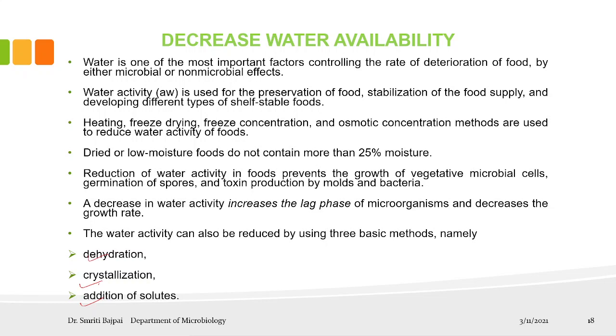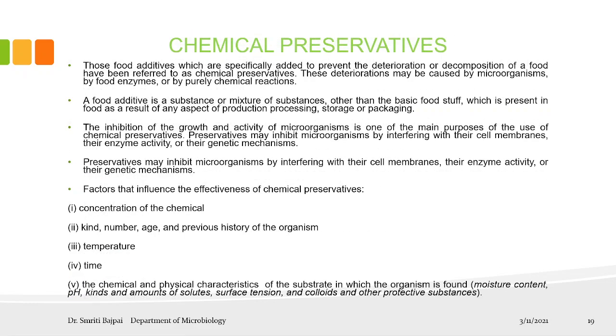Reduction of the water will prevent the growth of vegetative microbial cells, germination of spores, and toxin production. So this is the principle by which decreased water activity will inhibit the growth of microbes. A decrease in water activity will increase the lag phase of microbes and decrease the growth rate. Okay, so this is the decreased water activity method.